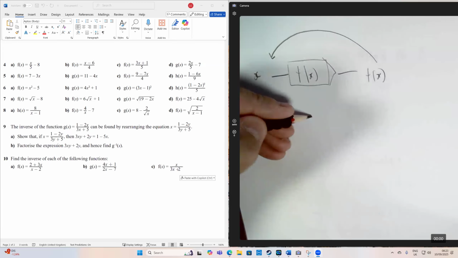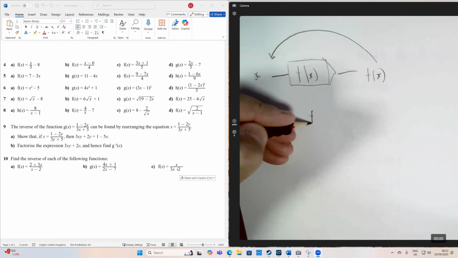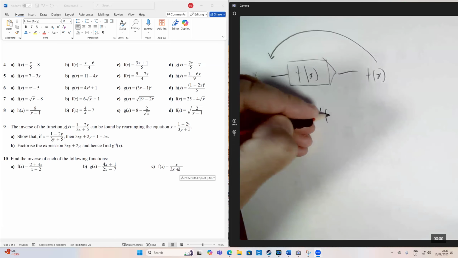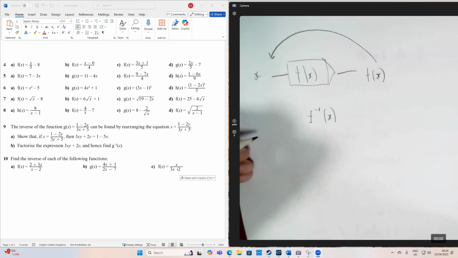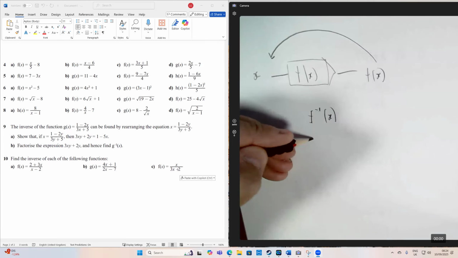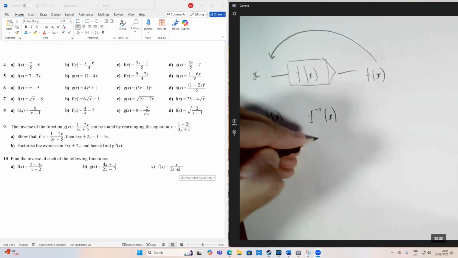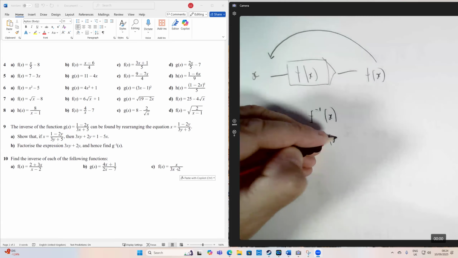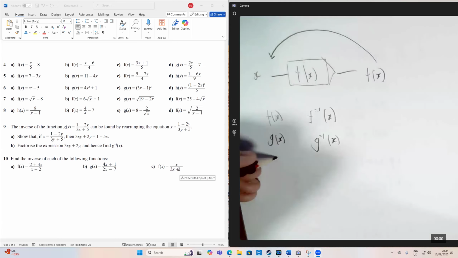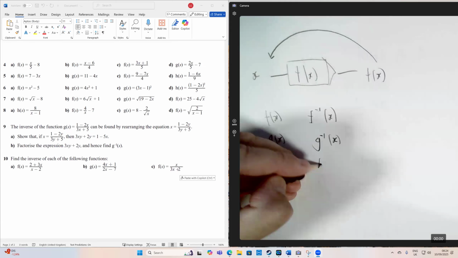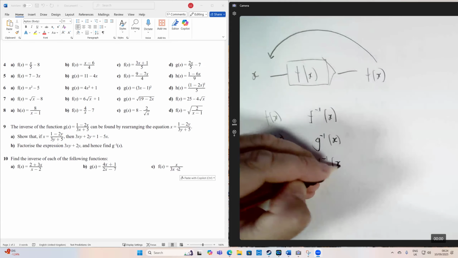The notation for an inverse function is, for example, if we have f of x as a function, the inverse is written as f to the minus 1. If we have g of x as an original function, the inverse is g to the minus 1 of x, and so on. If we had h of x, it would be h to the minus 1 of x.